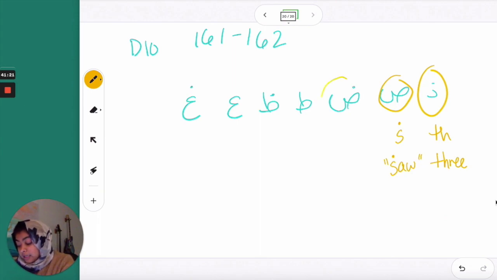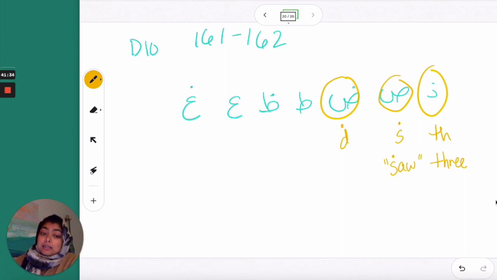Okay, number three. Dad. Heavy D sound. Remember the dot on top means it's a heavy sound. There's no English equivalent to it. That's why we call it lughat al-dad, language of the dad, because dad is from the Arabic language. You don't have it in English. Dad. Heavy D sound.